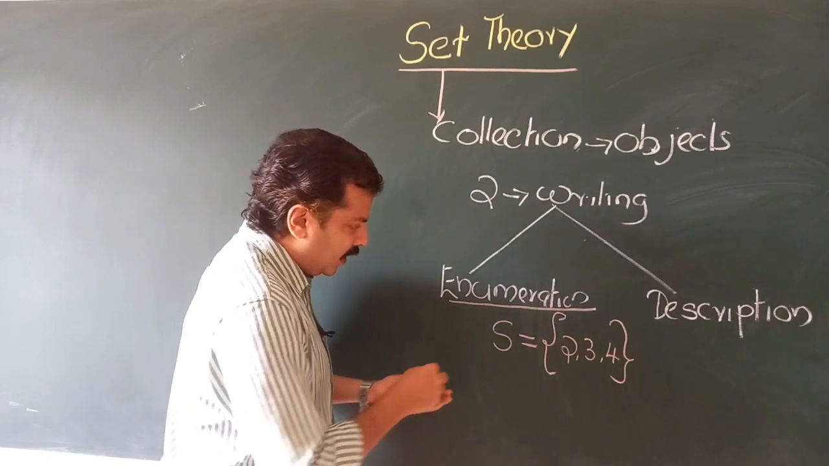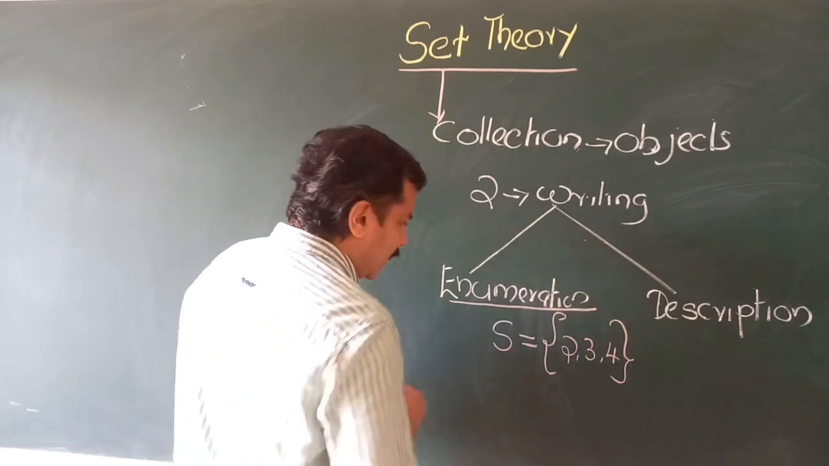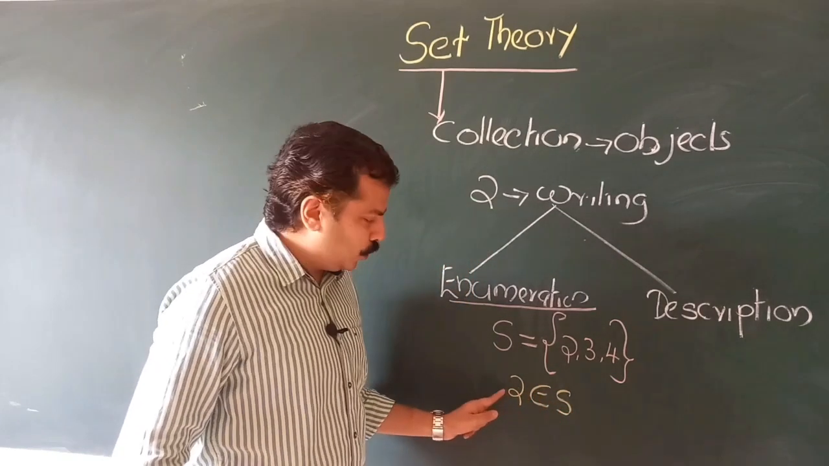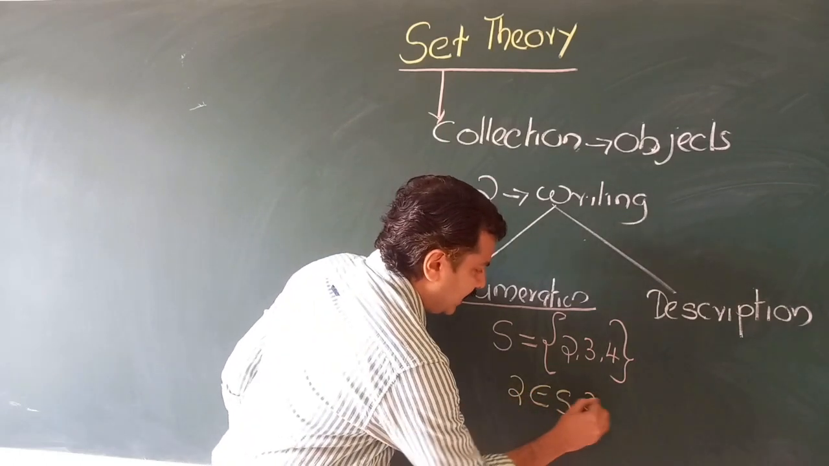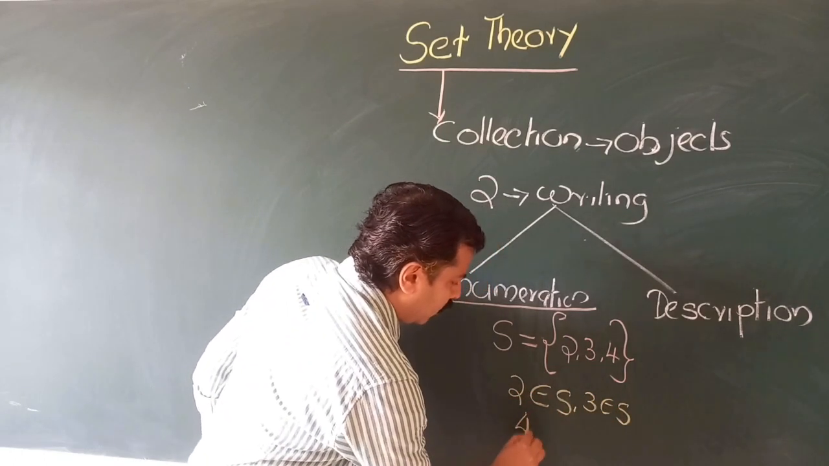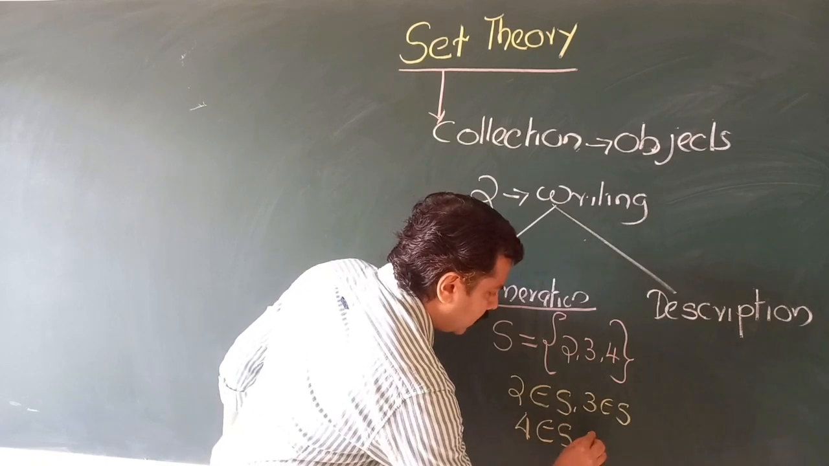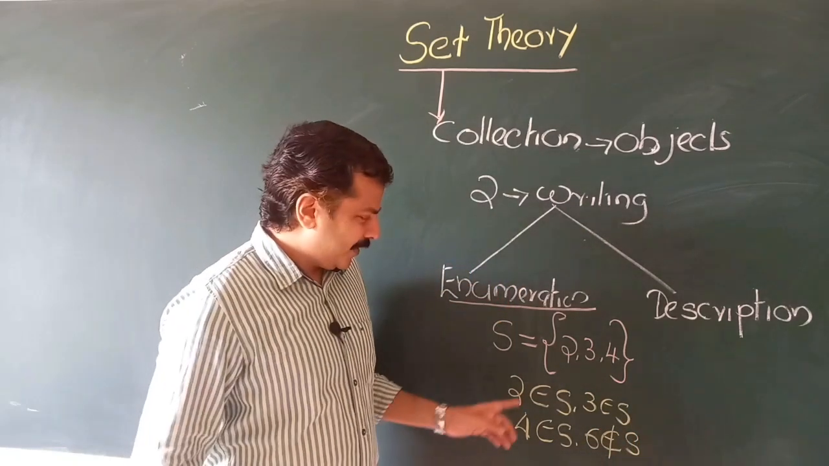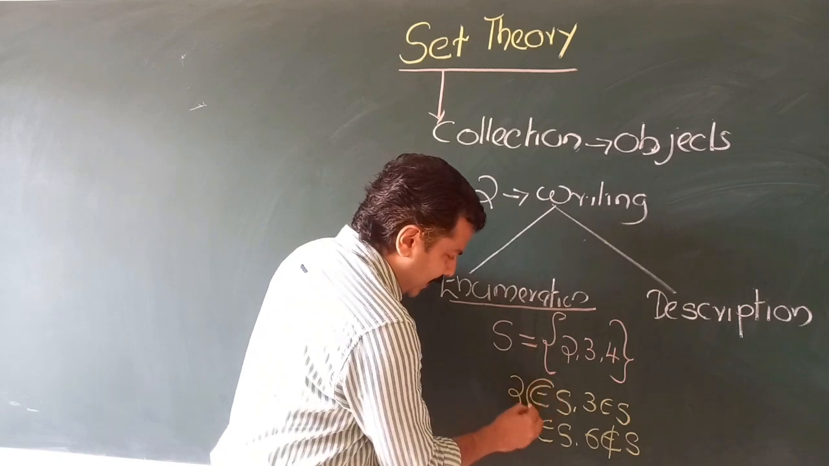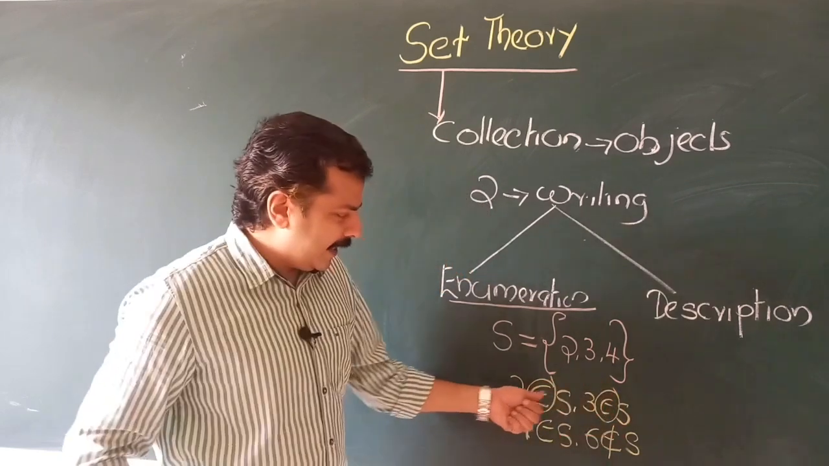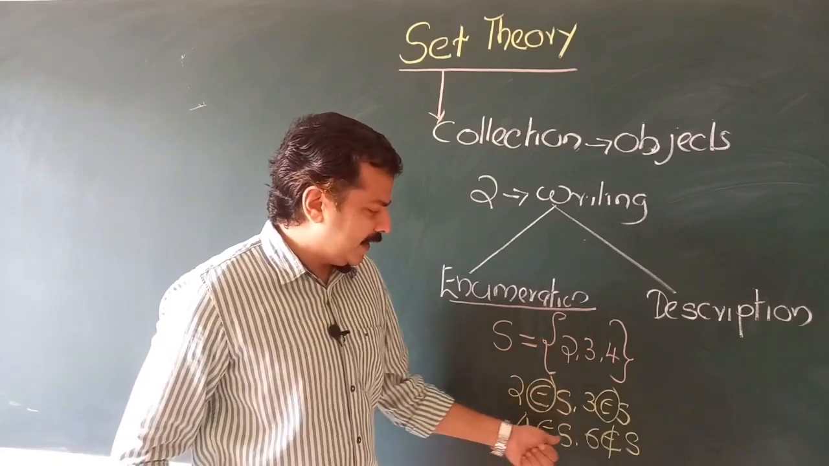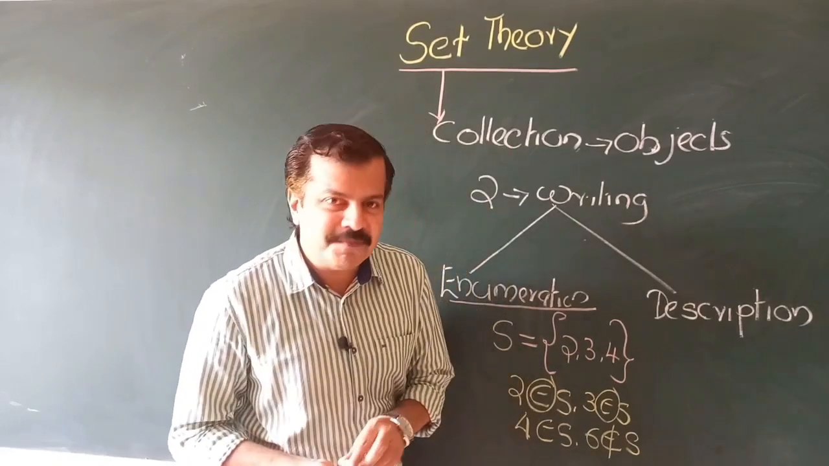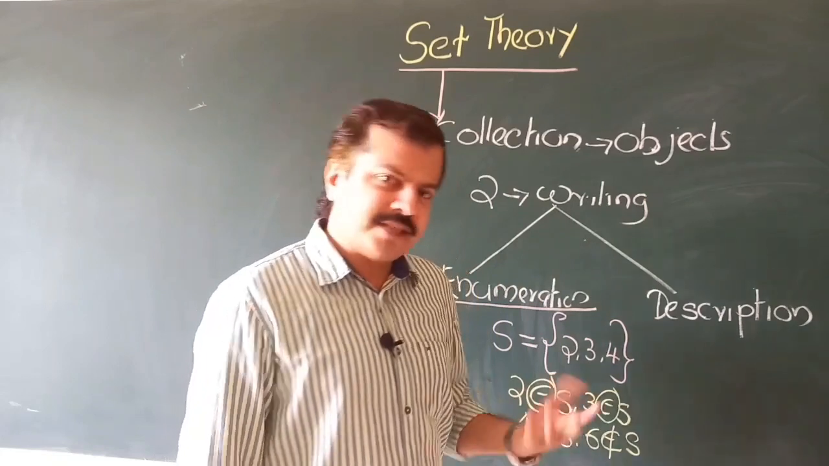For example, as far as this set is concerned, we have 2 is an element of set S. This symbol means 'is an element of'. 3 is an element of set S, 4 is an element of set S. At the same time, 6 is not an element of set S, because 6 is not here. That's the method of enumeration. It's very simple to present and it's very easy to understand as well. So that's a popular method.